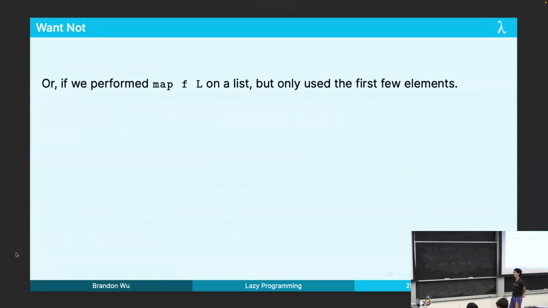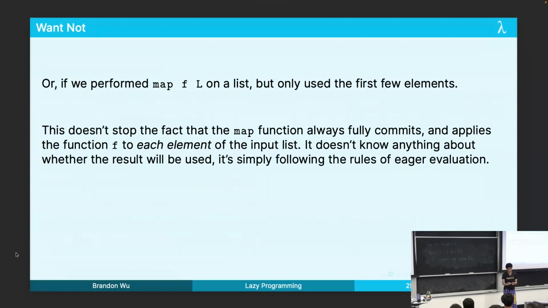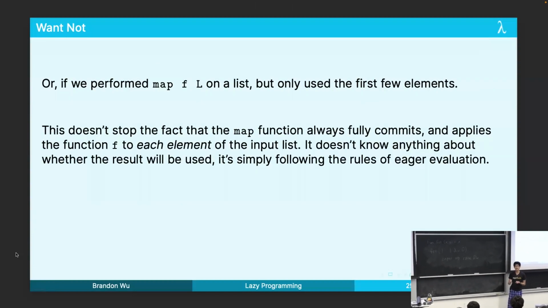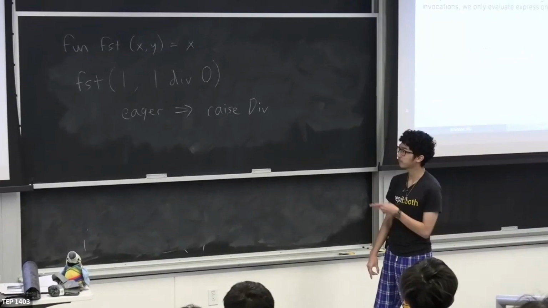So the way that this works, by analogy, is suppose I do map f of L, and the list L is like 9,000 elements long, and then I cons off the first 2. I only wanted the first 2 elements, but what map f L is going to do, because it's eager, is go and fully commit and apply f to every single element in the list. Now that's kind of silly, right? So again, by the rules of eager evaluation, by doing things as we can, we're wasting work. We're wasting cycles of our computers, okay? And that's kind of bad. So let's try to be lazy about it.